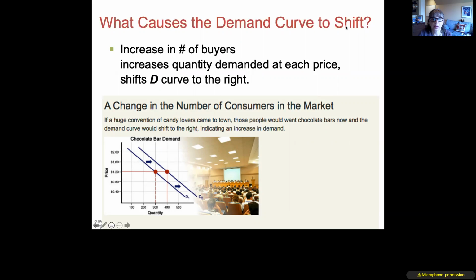Now, remember we're making this simplistic, but that means that if we were back to this $1.20 price, before the quantity demanded was 300. The new quantity demanded, if the demand curve shifted over, was 400. This is the new quantity demanded. So the quantity demanded is relative to the price. The demand curve shifting is relative to the shift factors, the non-price determinants.